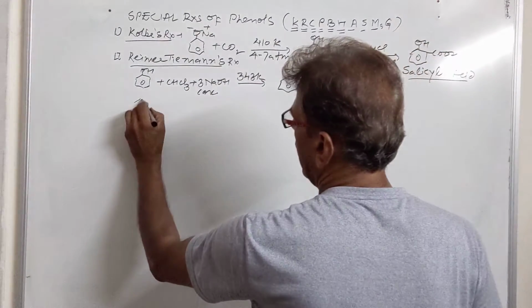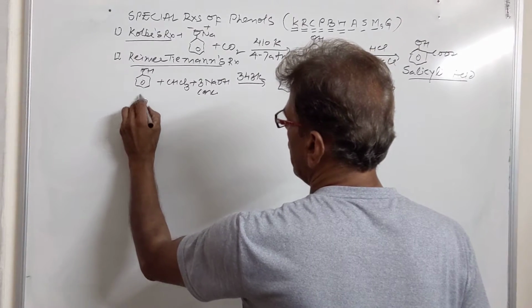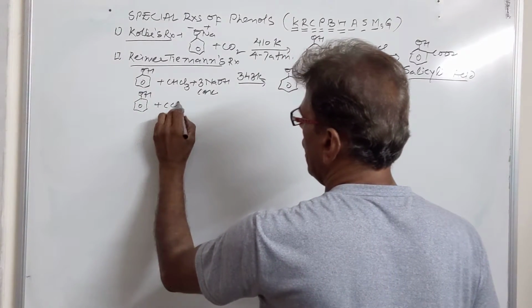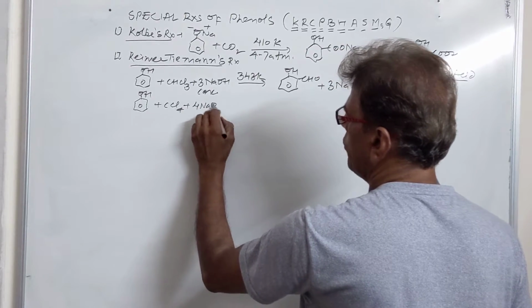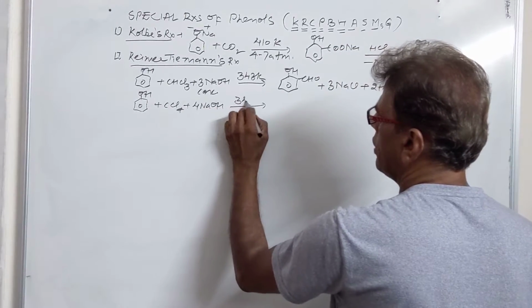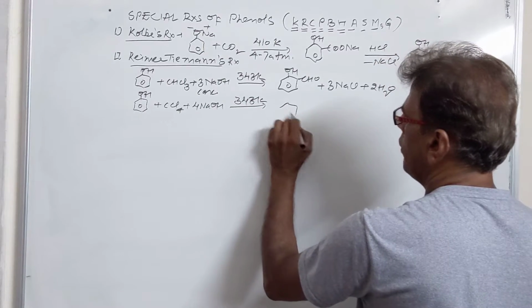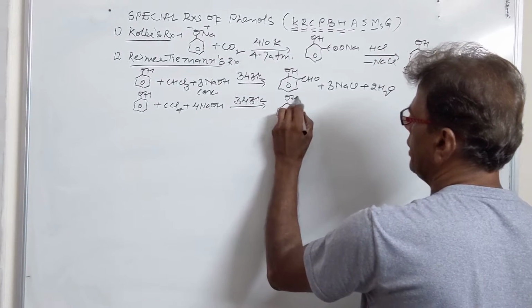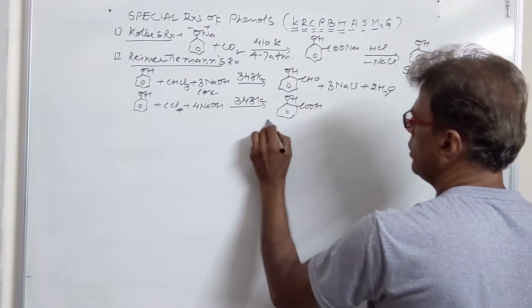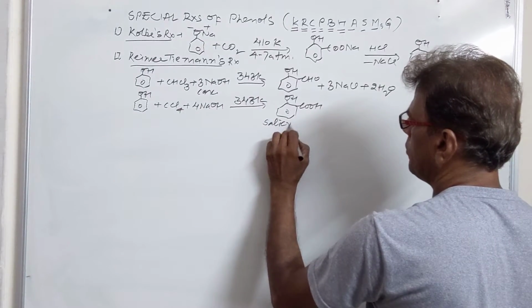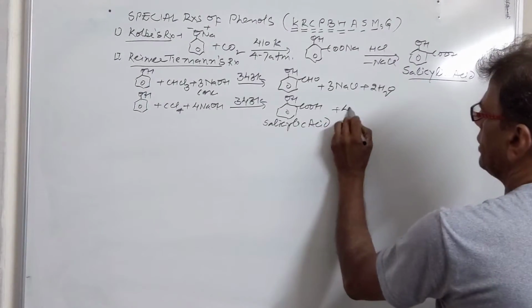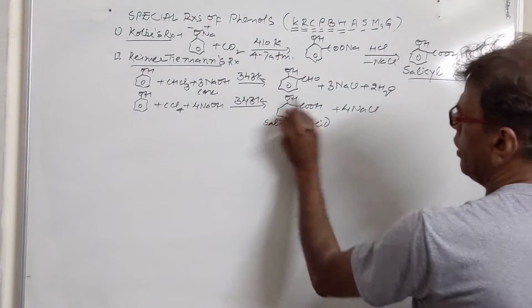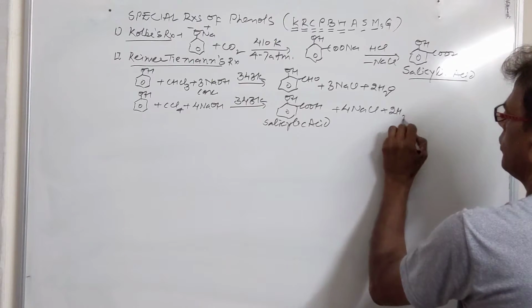Then phenol can also be treated with carbon tetrachloride, CCl4. 4 chlorine are there, therefore we use 4 NaOH here at 343 Kelvin. It will give you the product salicylic acid. This is salicylic acid. Along with that you will get 4 NaCl and 2 water will be obtained.